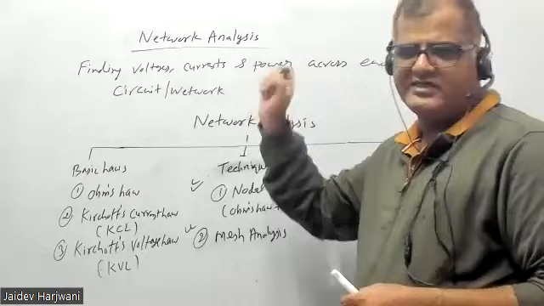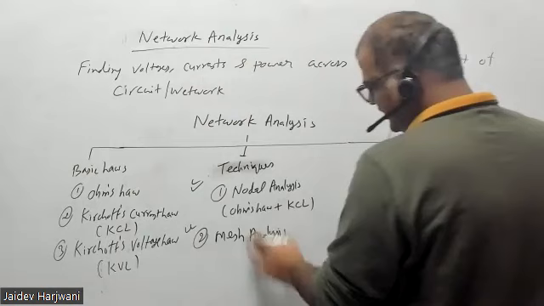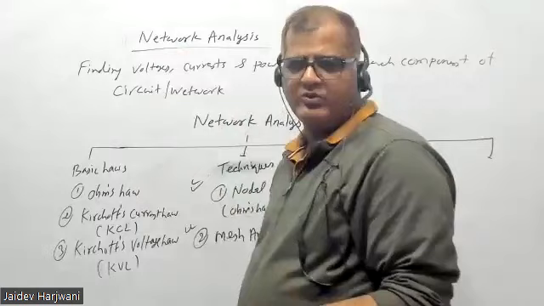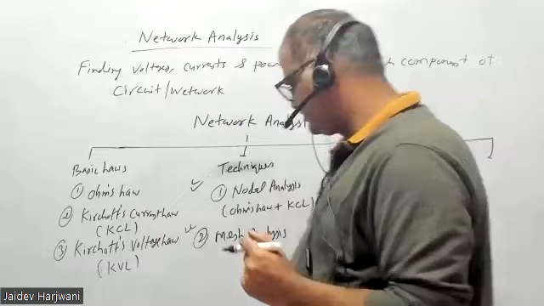Mesh analysis: basically, in nodal analysis you find the voltages at the nodes, here you find the currents in the meshes. So a circuit is again made of meshes. Any circuit will have one mesh, two meshes, three meshes. If you know the current in each mesh, automatically you can find how much current is flowing in each branch, yes or no?